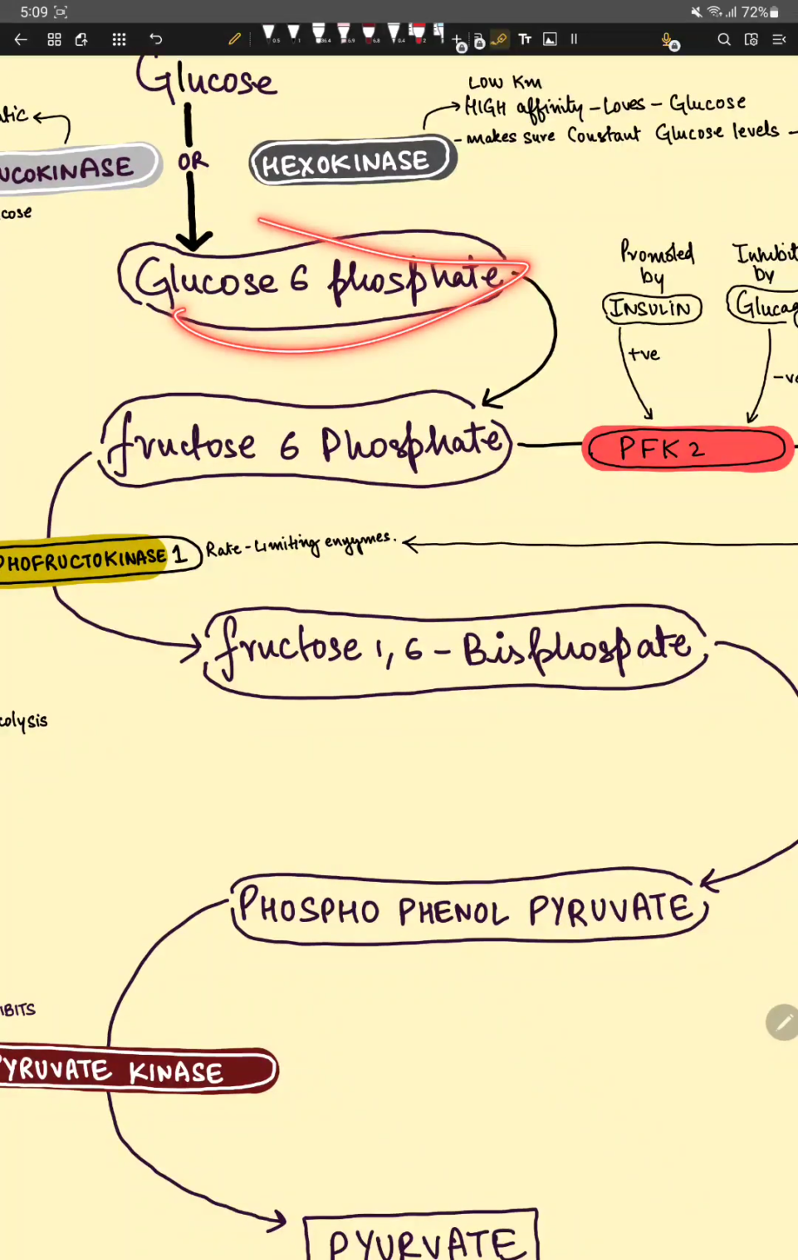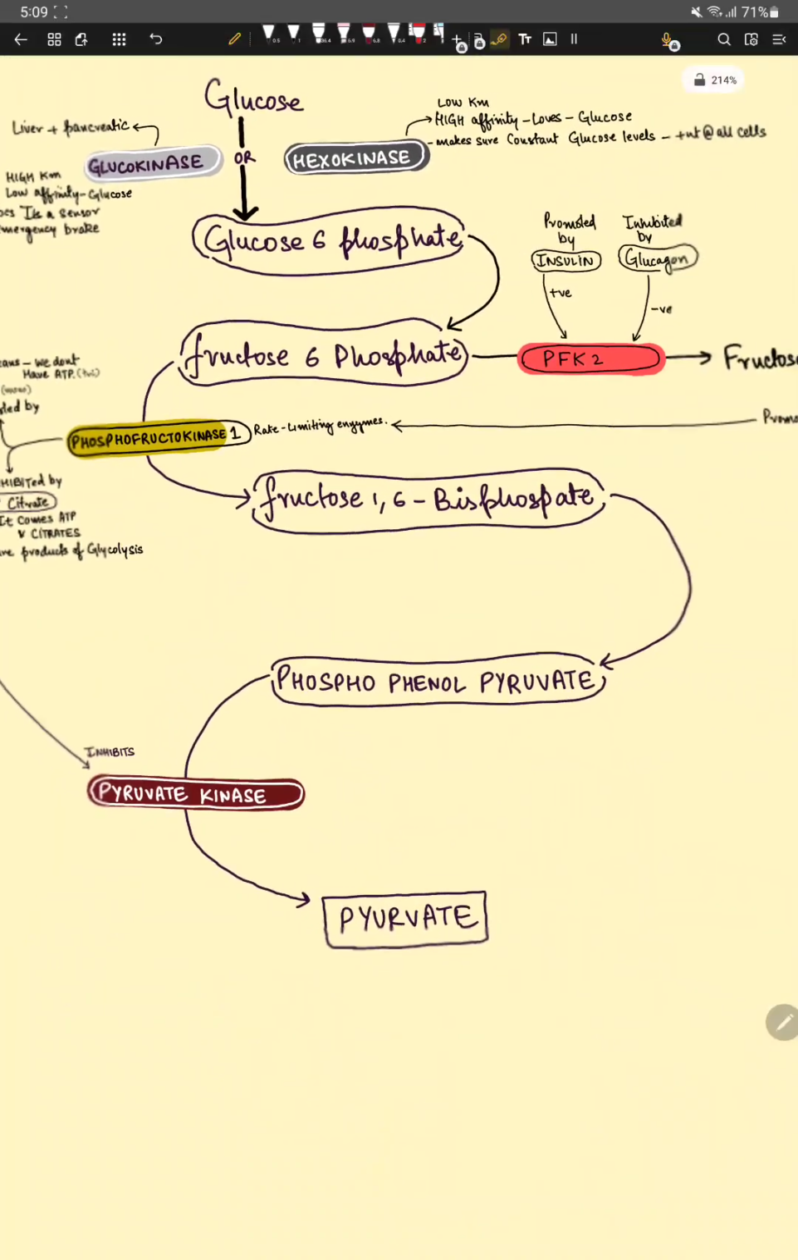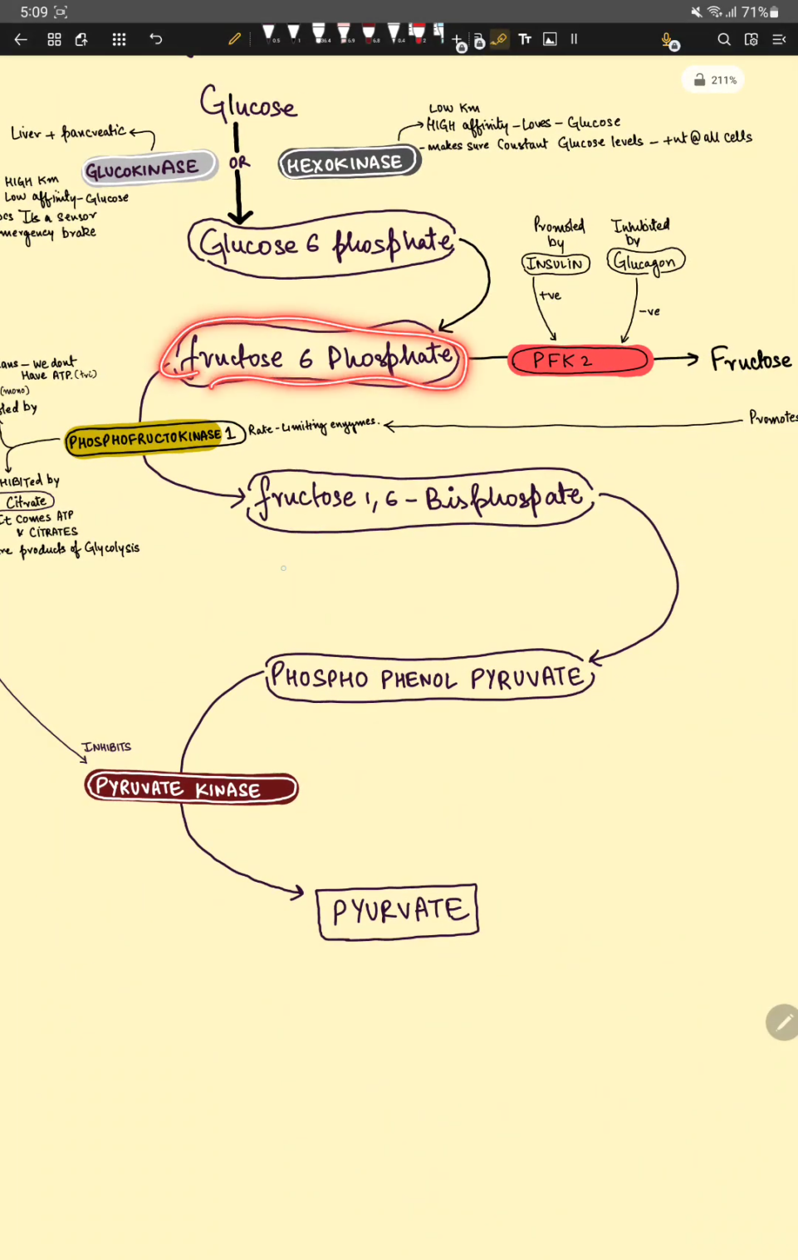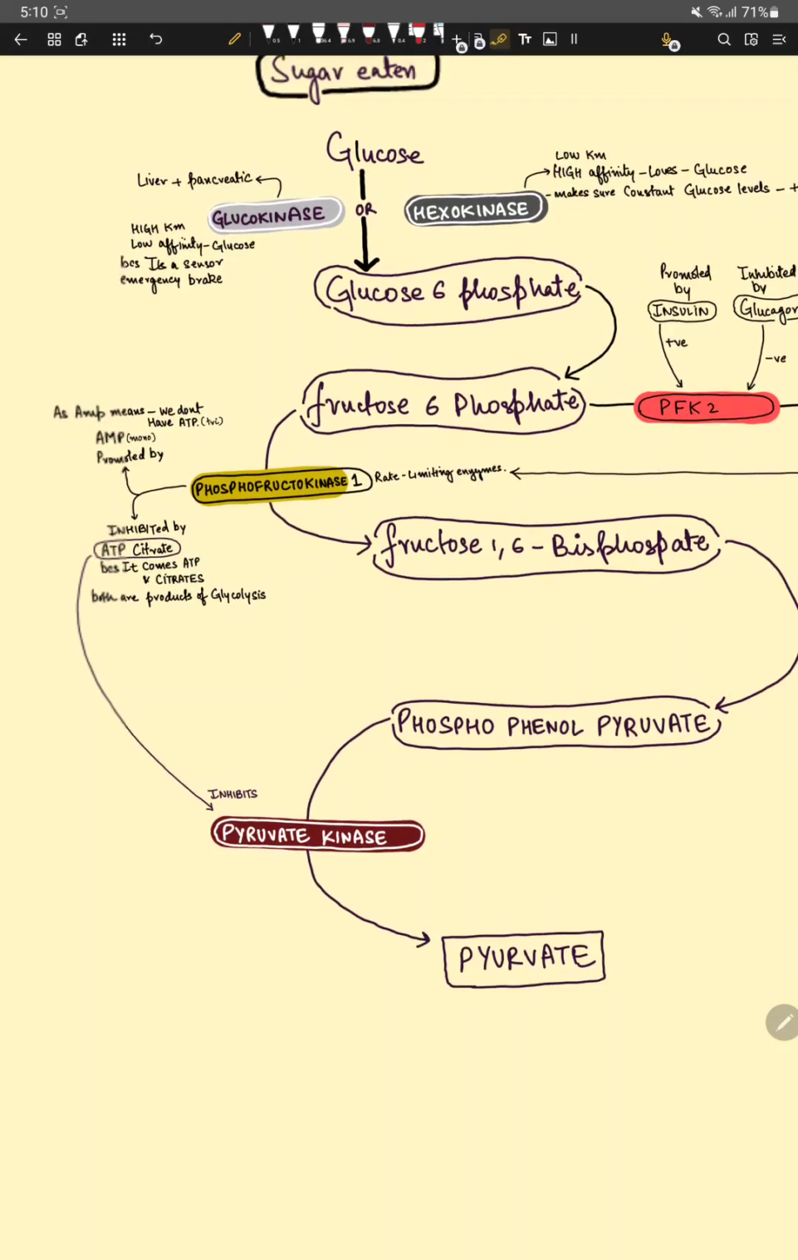Later glucose 6 phosphate is converted to fructose 6 phosphate. There is an enzyme here as well, but I didn't need to put a name to it because it's not clinically significant. Then fructose 6 phosphate is converted into fructose 1,6 bisphosphate with the help of phosphofructokinase 1. There are two enzymes, phosphofructokinase 1, PFK1, and another enzyme, PFK2. PFK1 converts fructose 6 phosphate into fructose 1,6 bisphosphate.